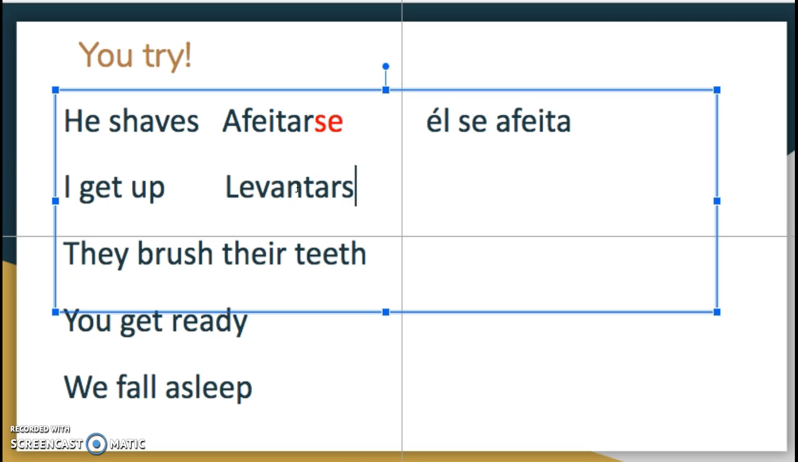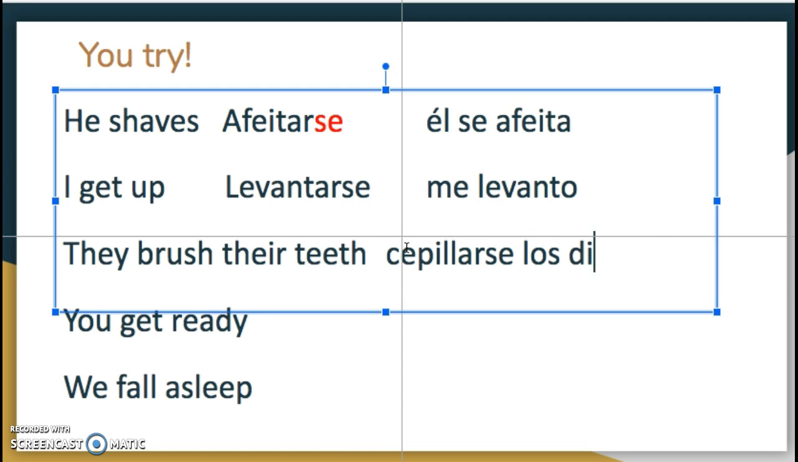All right, I get up. Levantarse. I take off the se. I deal with just conjugating my verb. I'm just going to put that in there just so you can see. Levanto. I got to deal with the se now. Se changes to me and it goes in front. I'm just going to take the yo off. It's just not necessary.